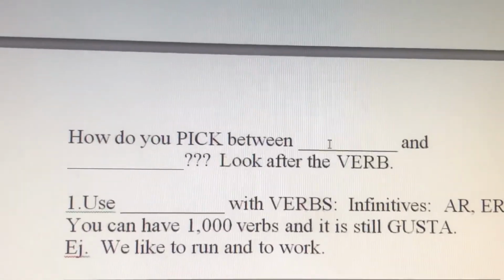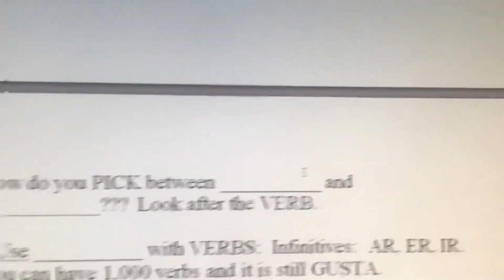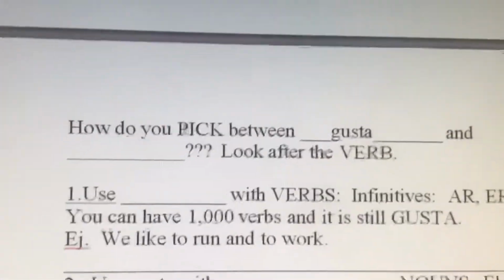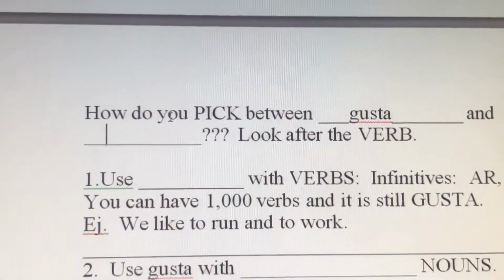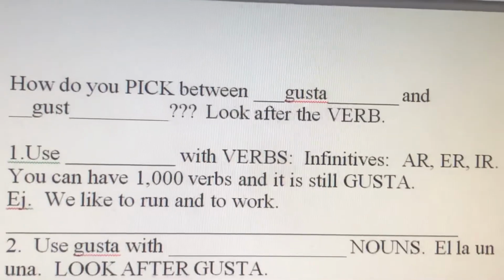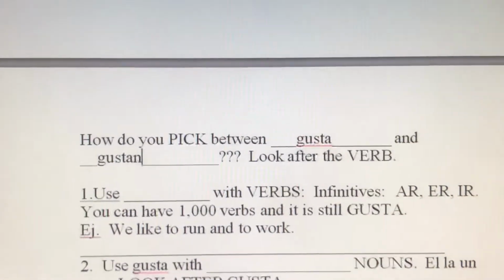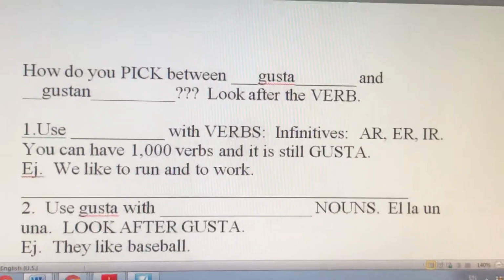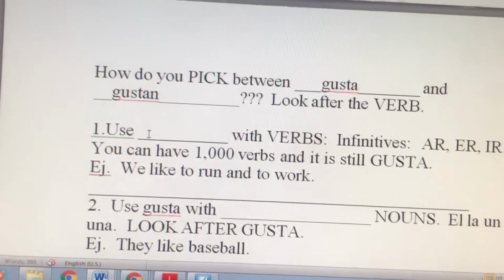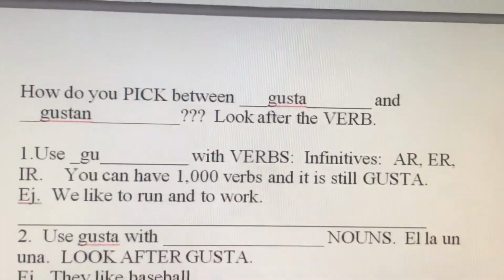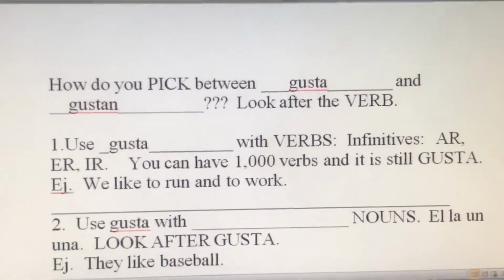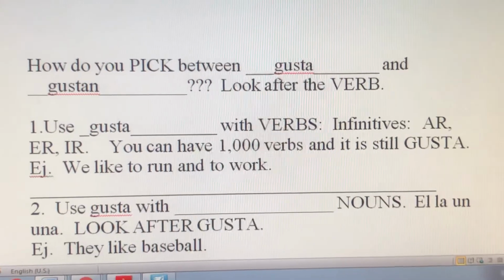How do you pick between gusta and gustan? Well, it's easy. You have to look after the verb. That means look after the verb, not before the verb. You look after the verb. So you use gusta with infinitives. Infinitives are verbs that are not conjugated, so they end in AR, ER, and IR. You could have 1,000 verbs that were not conjugated and it's still gusta.